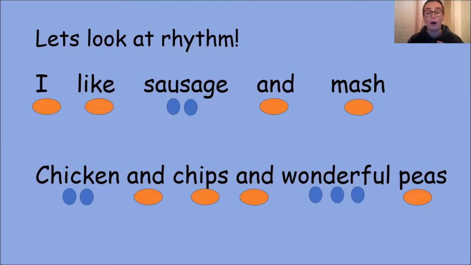Or you could make it even more difficult, and you might want to say, right, on those short sounds I'm going to click, and on the long sounds I'm going to clap. So it might sound like this. Okay, I like sausage and mash. Or you might want to clap and pat your head. So have a little go and see if you can make those rhythms a little bit tricky so it's not just clapping.